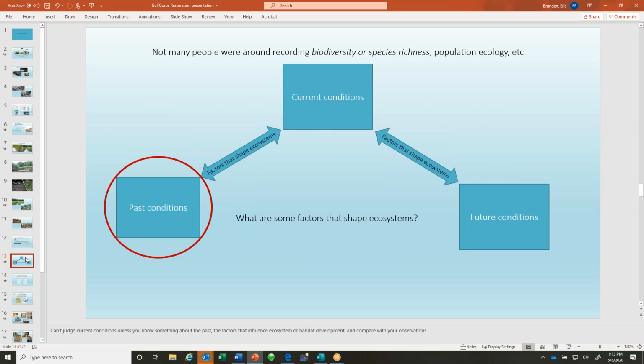That's pretty clear cut. Well, as I wrote at the top of this slide, nobody was around writing detailed descriptions of these habitats, a lot of these habitats that we work in. So how do we even determine what past conditions are? We can go out there and measure till our heart's content what the current conditions are. But that doesn't tell much of the story, because you need to know what the past conditions are, to the best that you can ascertain.